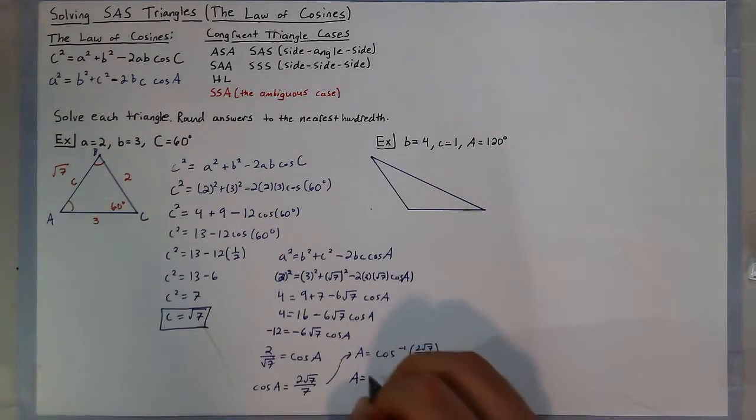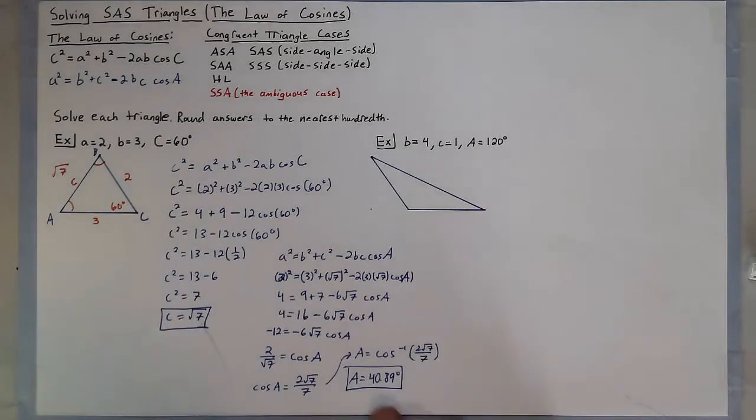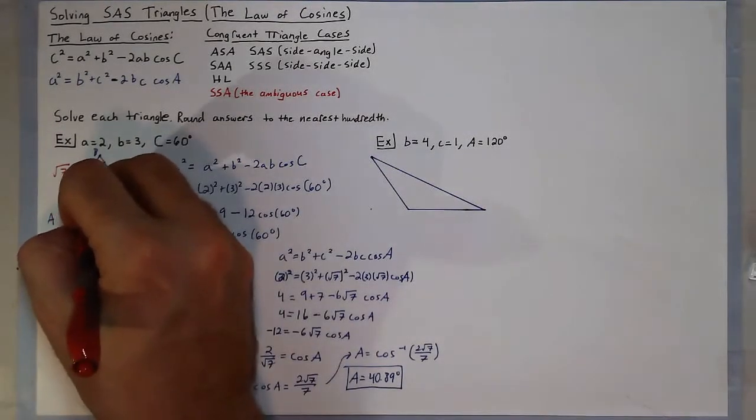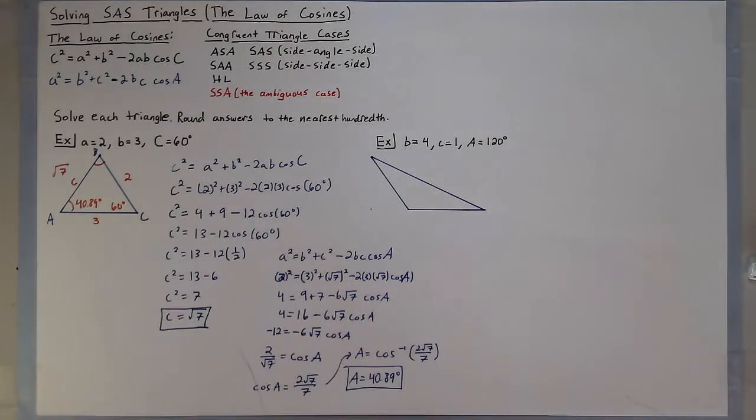So A is 40.89 degrees. And now to find angle B, the last remaining angle, I can just use the fact that these should all add up to 180 and find angle B.